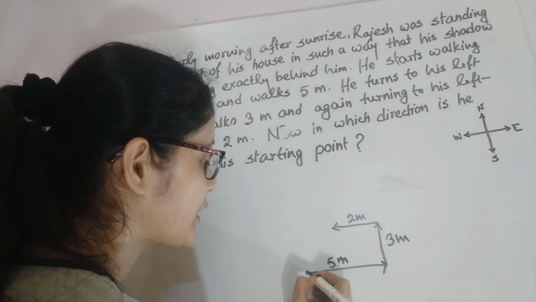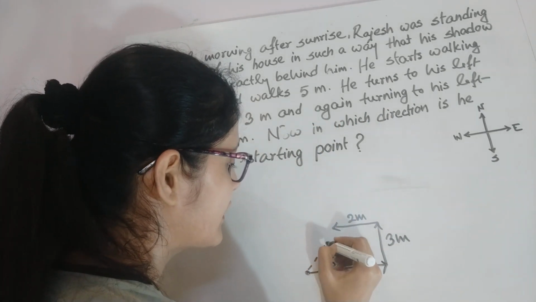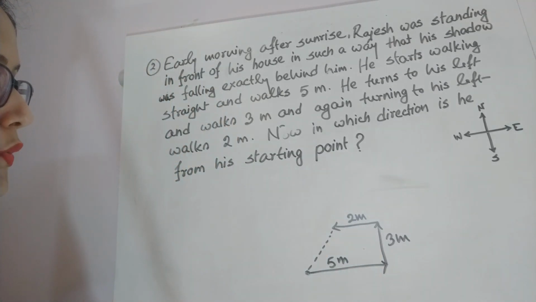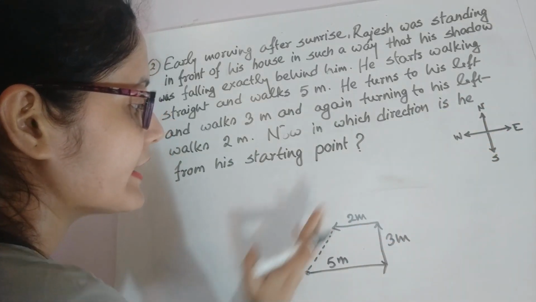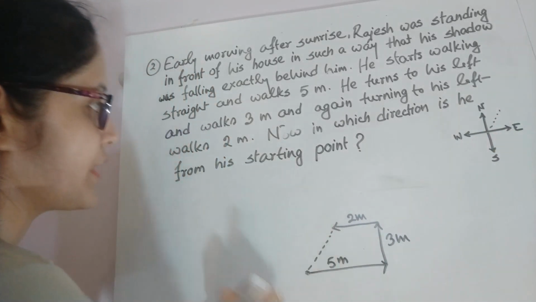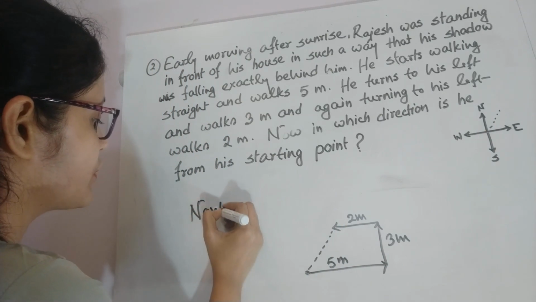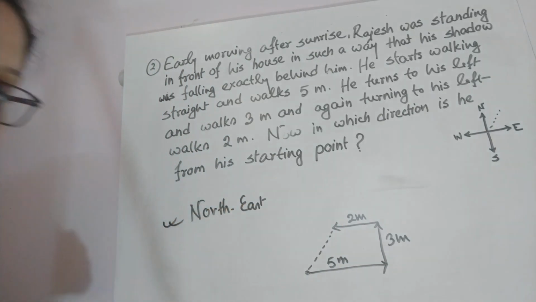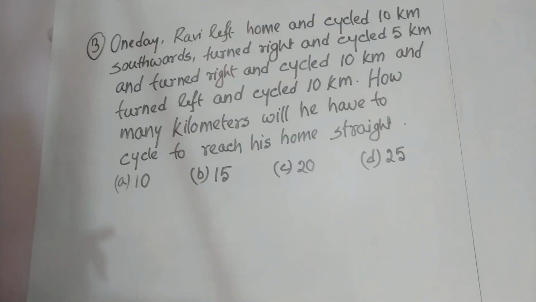His starting point was here and now he is in this direction. So which direction is this? See, if we go in this direction, that means it is northeast. So now he is in his northeast direction, and so northeast will be the answer. Got it? Next, problem number 3.